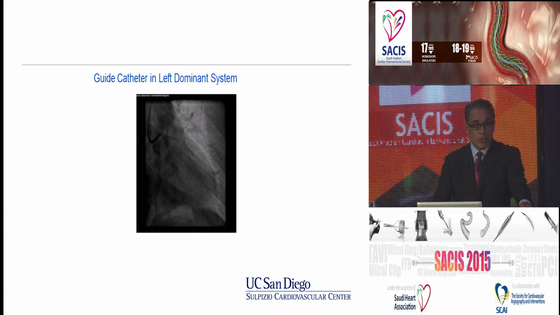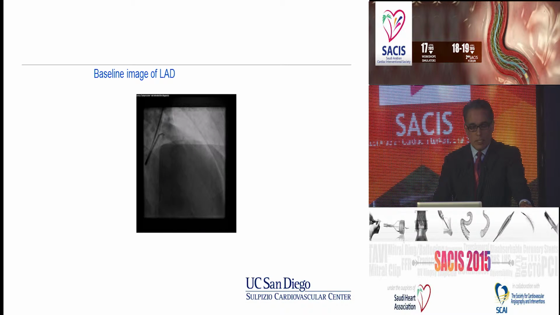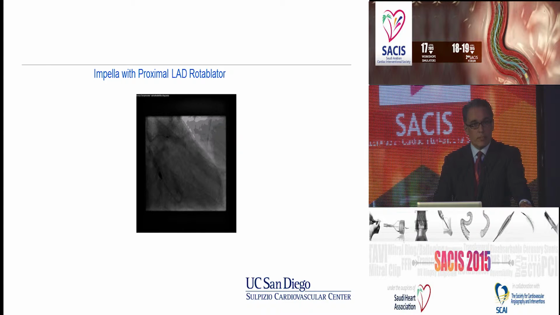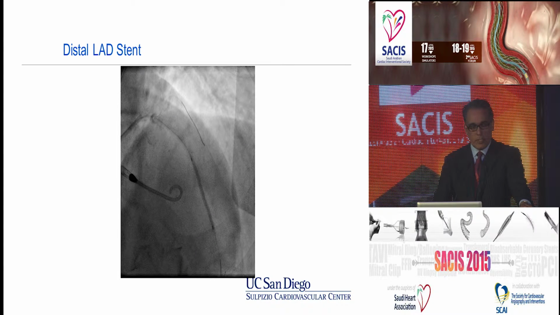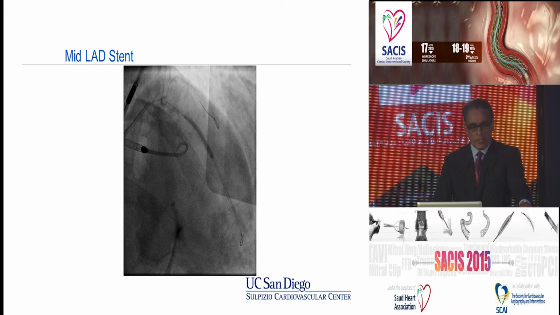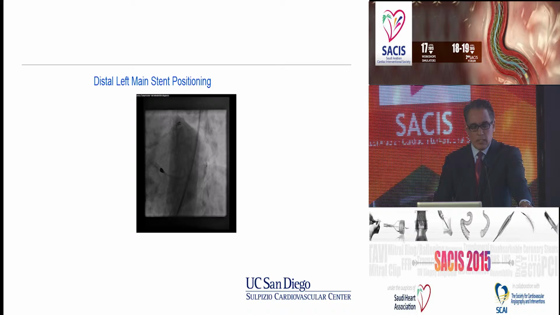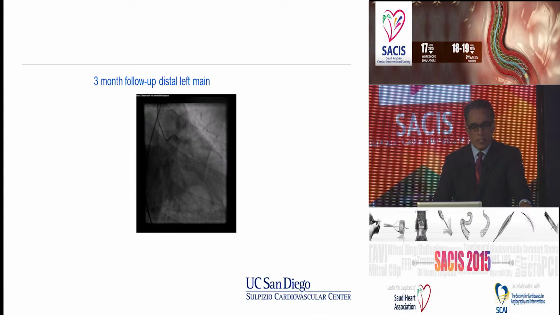Because of his LV dysfunction and entire myocardium at risk, this is the cranial shot. We went ahead and decided to put an Impella device in first, and then we did rotational atherectomy of the distal left main into the proximal LAD, an ostial LAD, rotational atherectomy throughout the mid-LAD, stented the mid-LAD, stented more of the mid-LAD.